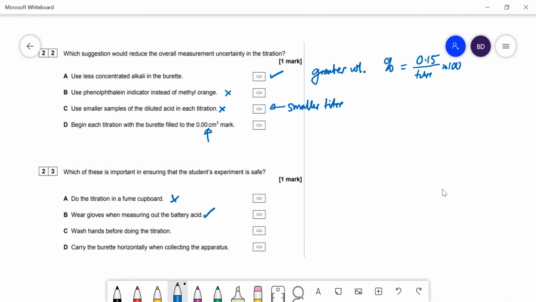Wash hands before doing the titration. Well, that will help your accuracy and stuff, but not safety, really. It's not going to affect safety. That's not really a great one. So B is the best one to choose there.